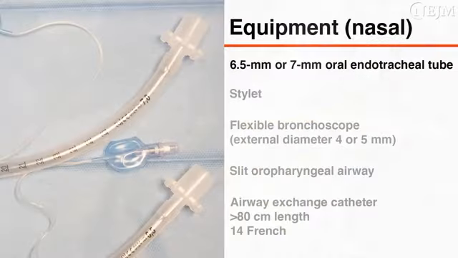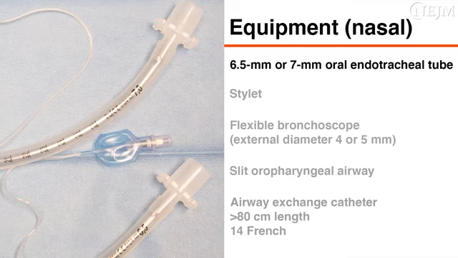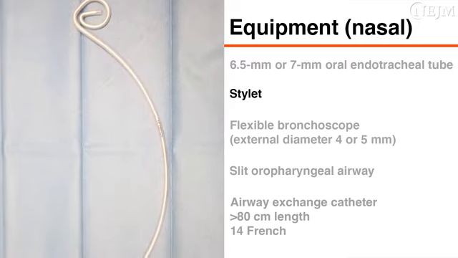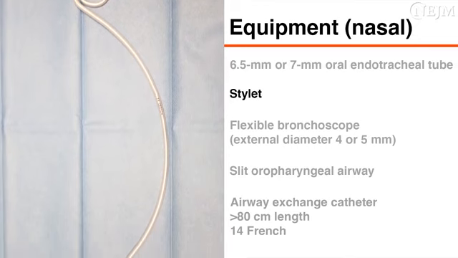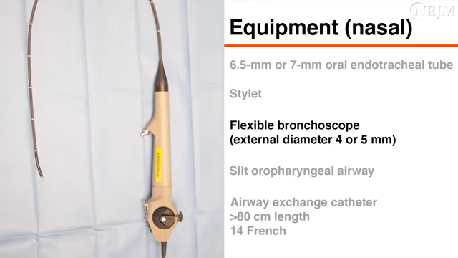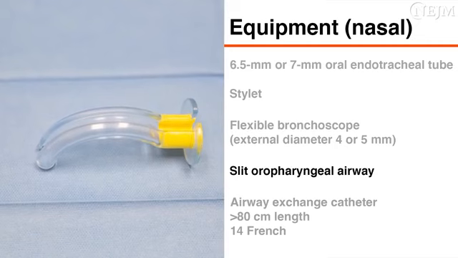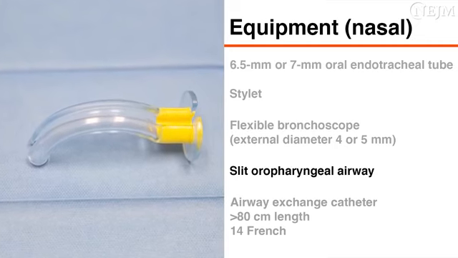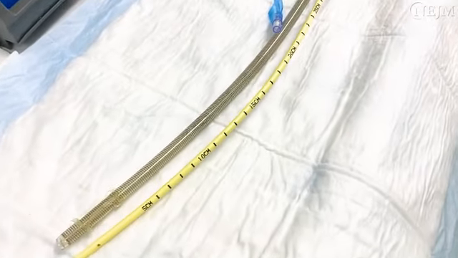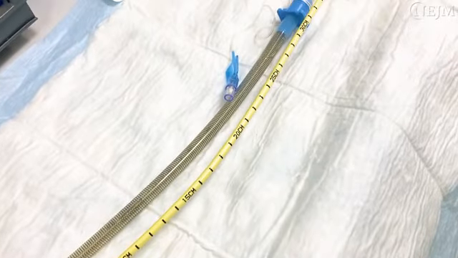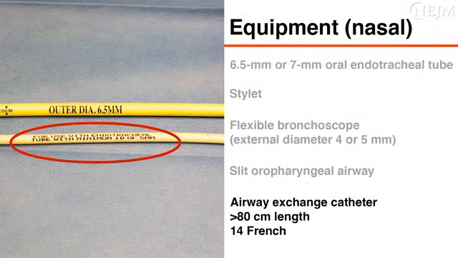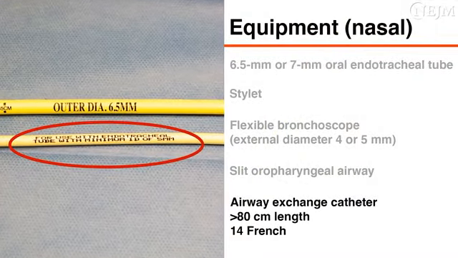If you are replacing a nasal tube, you will need a 6.5 or 7 millimeter oral endotracheal tube, a stylet that will fit inside the oral tube, a flexible bronchoscope with an external diameter of 4 or 5 millimeters, a slit or pharyngeal airway to accommodate the fibroscope during oral intubation, and an airway exchange catheter that is more than 80 centimeters in length and has an external diameter of 14 French, which will allow it to fit inside a nasal tube with an internal diameter of at least 6 millimeters.